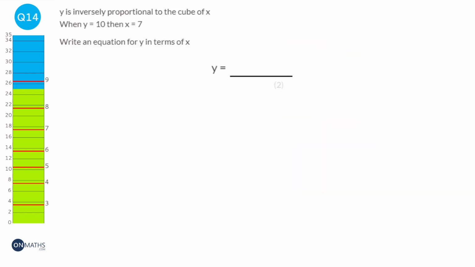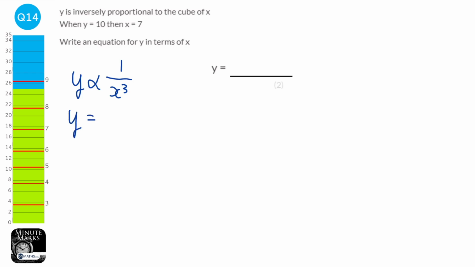So we're told in the question that y is inversely proportional to the cube of x. So we can show that by y is proportional, there's proportionality, inversely, which would be 1 over the cube of x. Now to convert that alpha, the proportionality symbol, into an equals, we need to introduce a constant to the right hand side. So we get y equals k over x cubed, and all I've done to the right hand side is multiplied it by k.